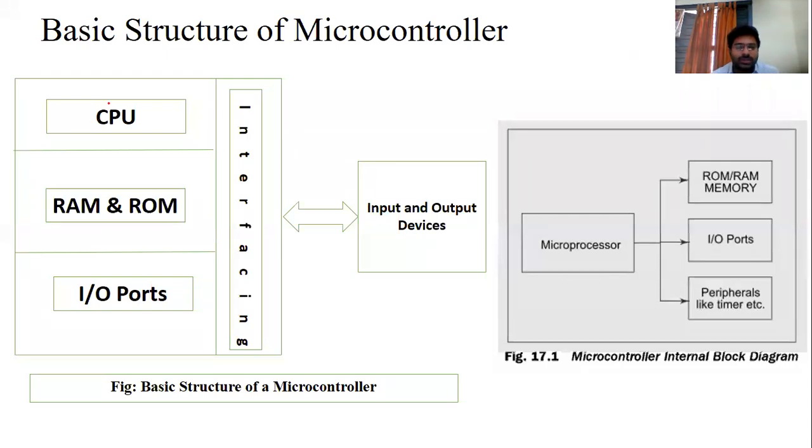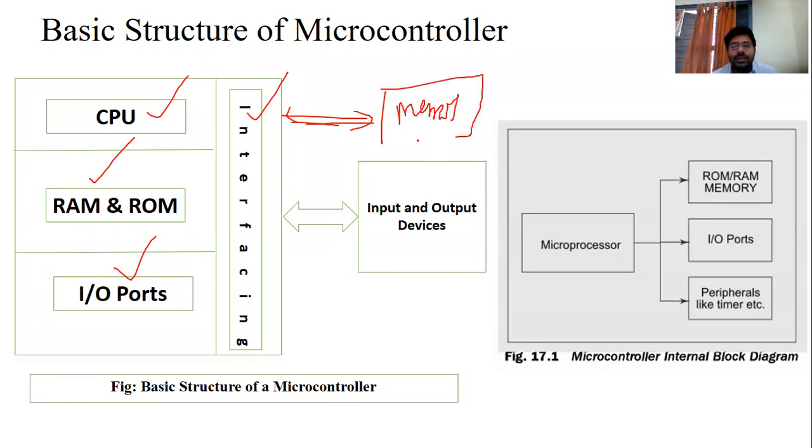A microcontroller has a CPU. It has RAM and ROM memory. It has the input ports. This is the interfacing section, and by using this interfacing section you are going to connect the input output devices. If you want, you can also connect external memory.